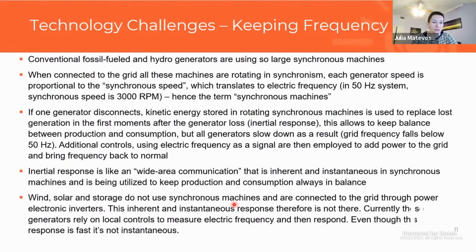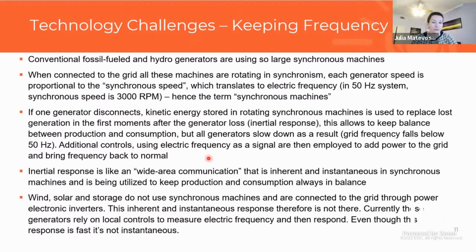So this inertial response is a type of wide area response. But the beauty of it is that it's also inherent and instantaneous in a synchronous machine. It's all happening without any external communication, and also without any local measurement of anything. By virtue of all of these generators being connected and synchronized with each other, after a loss of generation, this replacement in the first moments with kinetic energy stored in rotating masses of synchronous machines happens automatically without any control action. And so this allows us to keep production and consumption always in balance.